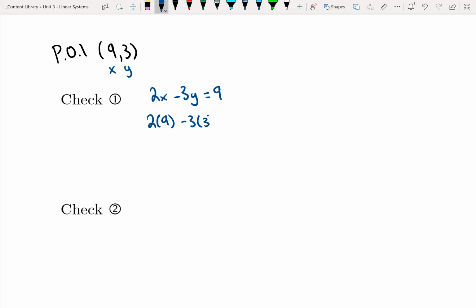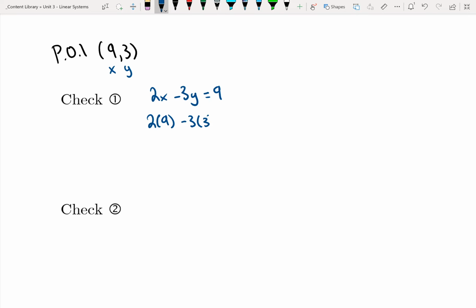We need to check the same thing for equation 2. So I'm just going to refer back up to what the equation is. x plus 3y equals 18. Again, I'm going to take the x and y and substitute them in. So 9 instead of x plus 3 times 3 for the y equals 18. 9 plus 9 equals 18. And 9 plus 9 is indeed 18, so this does work. So left side does equal the right side. So this point of intersection is correct for these two lines.